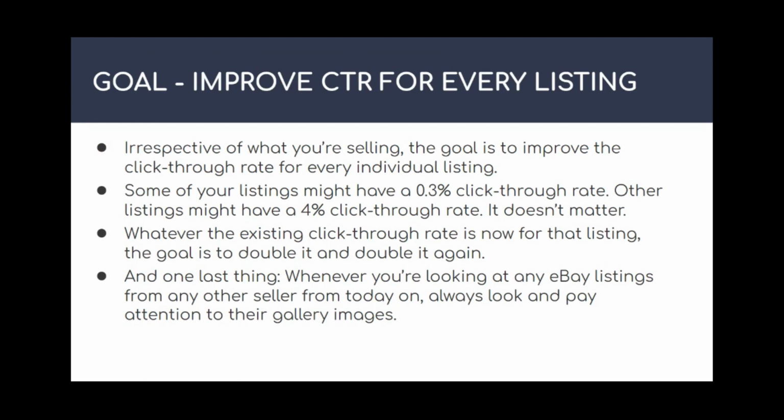Okay, your goal. Improve your click-through rate for every listing. Irrespective of what you're selling, the goal is to improve the click-through rate for every individual listing. Some of your listings might have a 3% click-through rate. Other listings might have a 4% click-through rate. It doesn't matter. Whatever the existing click-through rate is now for that listing, the goal is to double it and then double it again.